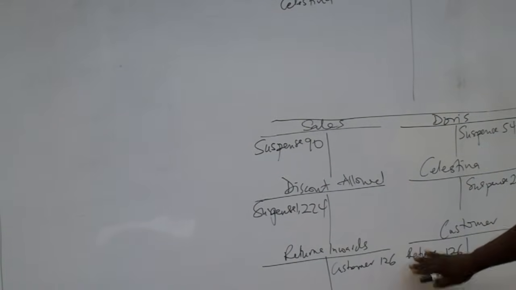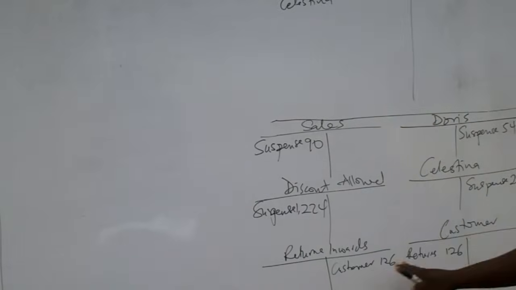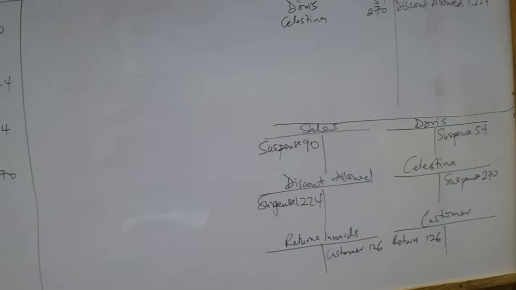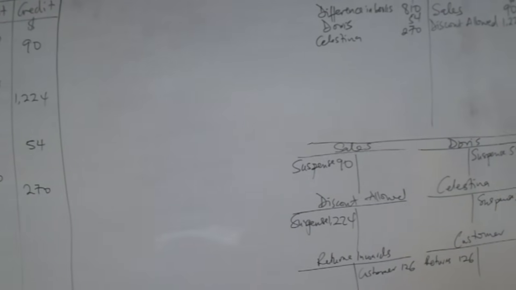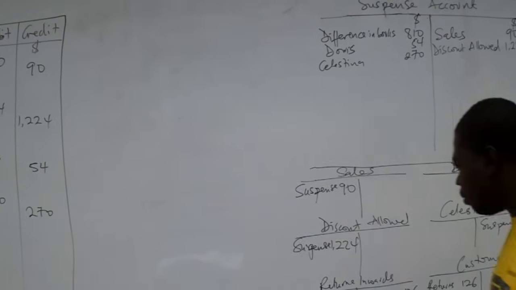What we have done means that it will not go through the suspense. There was no suspense as a corresponding entry in any of them. So suspense is free because the error does not affect the agreement of the trial balance.